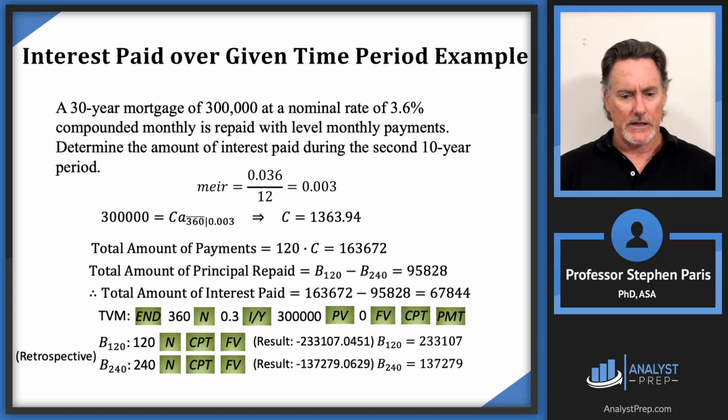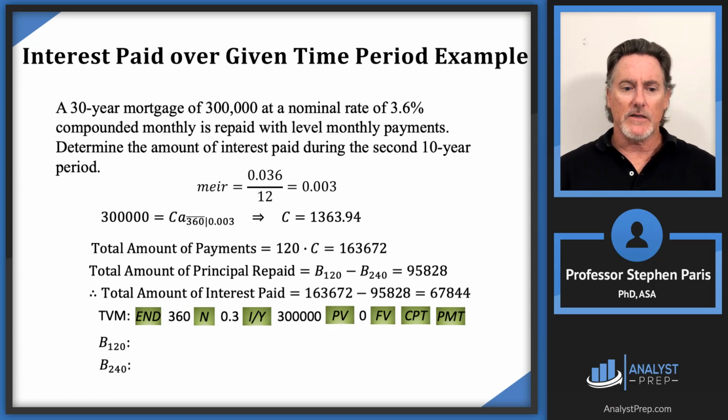And again, it's a very quick problem on the calculator. This entire problem is very quick if you're used to working on the calculator with the keystrokes. Let me go back now and show you how you would do this prospectively, how you would calculate these balances at time 120 and 240 prospectively. So let's say that we're back to the original part of the problem where we just computed the payment.